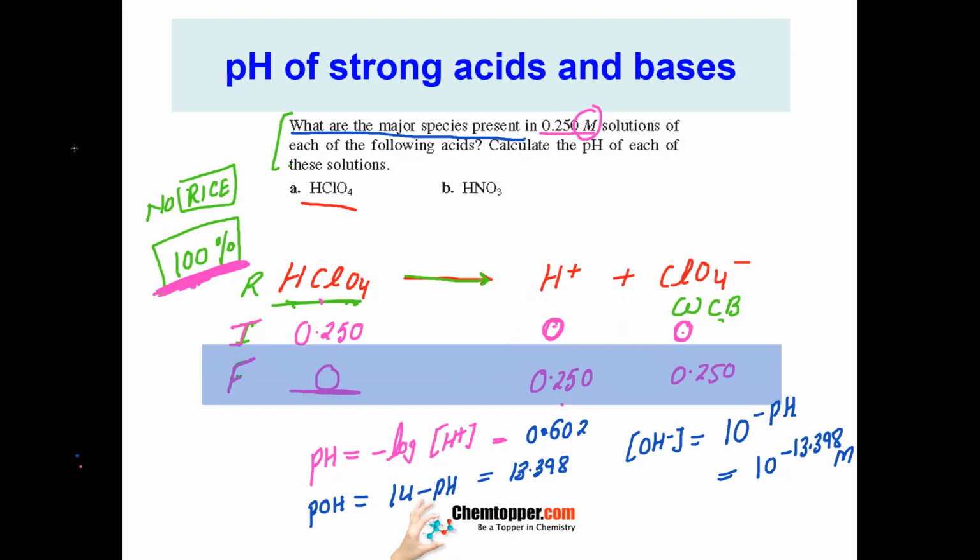Final picture. What are the major species? Major species are H plus and ClO4 minus. These are the major species. And water. Do you have HClO4? No. So from the final picture, you are going to check the species finally present in the solution. So what are the species present finally in the solution? H plus, ClO4 minus, and water. So these questions are very popular. Very, very popular. Ready for next?